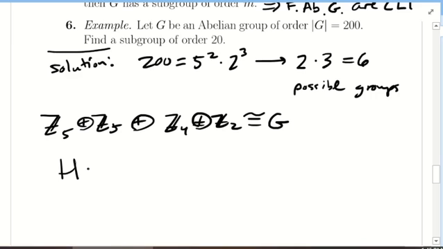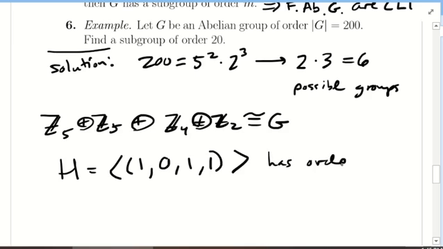Okay, so let's take H to be the subgroup generated by 1, 0, 1, for instance. Okay, so that has order the lowest common multiple of the orders of each of these: 5, 1, 4, and 2. Right? Lowest common multiple is 5 times 4, so that's 20. Okay.